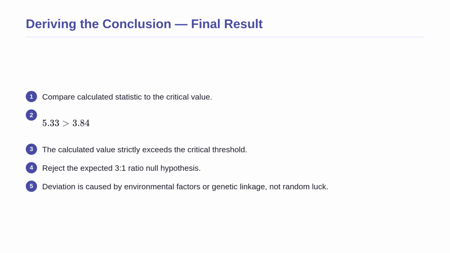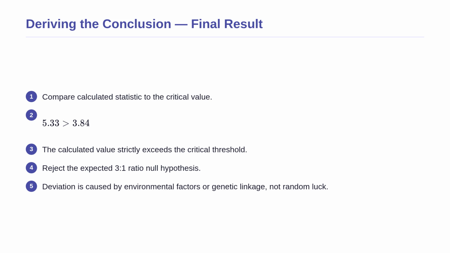We are ready for the final logical step. We compare our calculated chi-square value of 5.33 against the critical threshold of 3.84. Because 5.33 is strictly greater than 3.84, we have crossed the threshold of random chance. Therefore, we mathematically reject the null hypothesis that the plants follow a perfect 3-to-1 ratio.